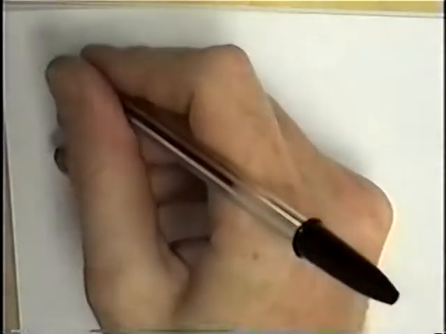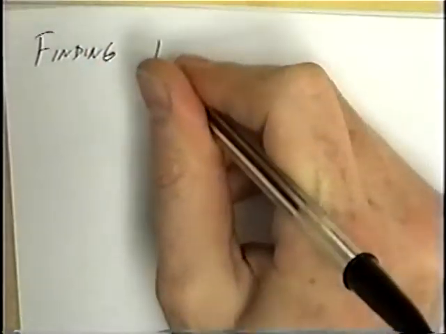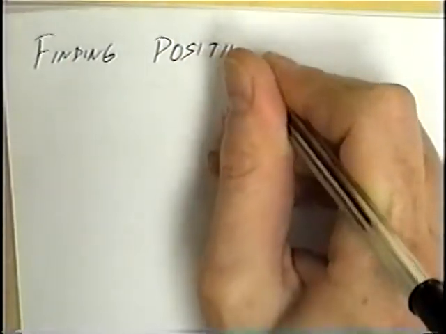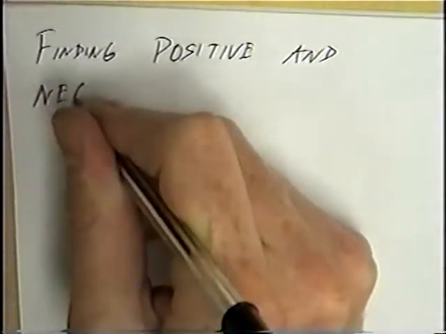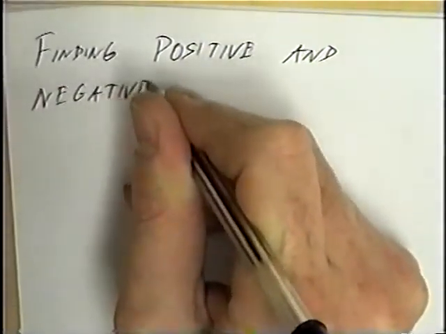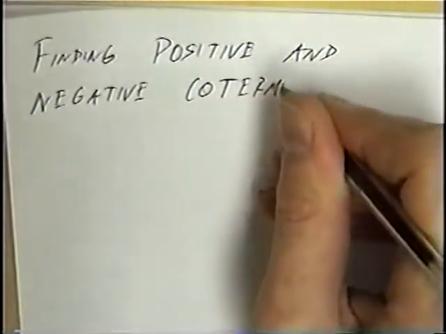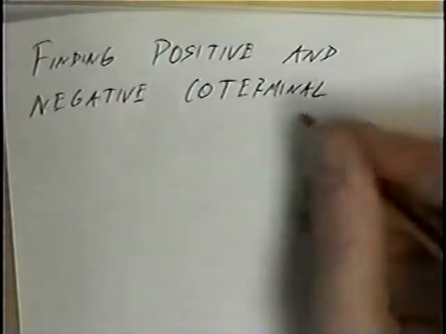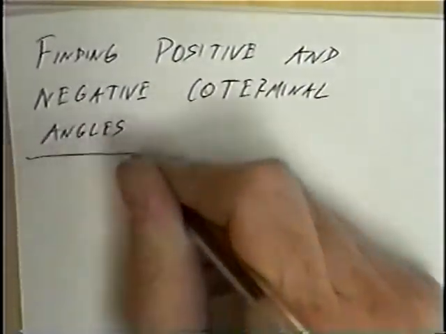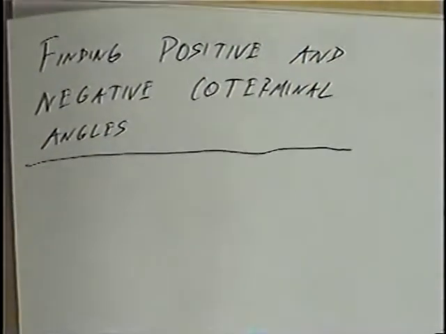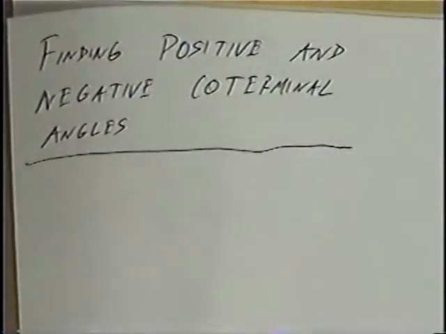Title of the last section today is Finding Positive and Negative Coterminal Angles. In this section, we'll find a positive coterminal angle and a negative coterminal angle.